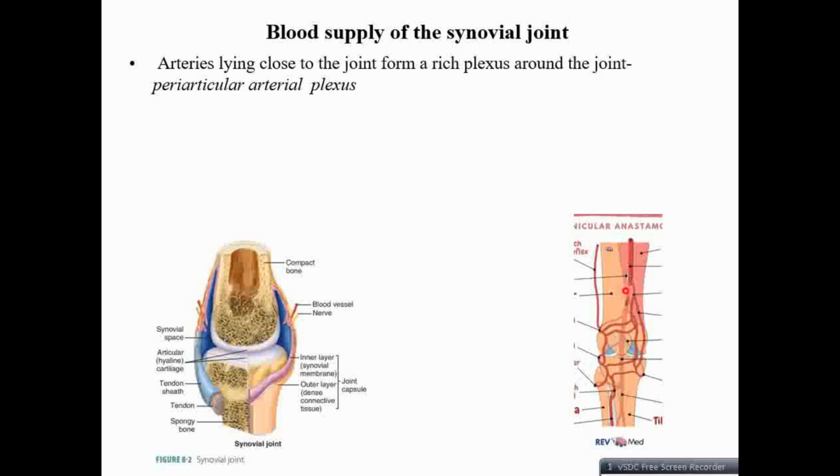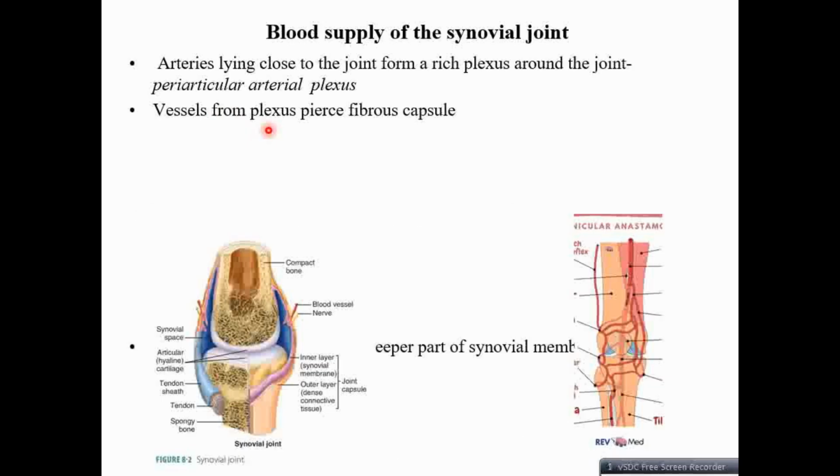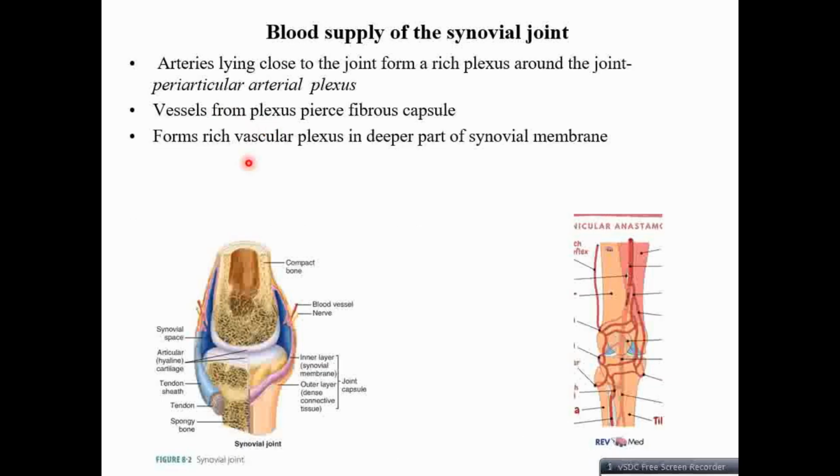Blood supply of the synovial joint. We can make out here that wherever a joint is there, a group of anastomosis is formed. Arteries lying close to the joint form a rich plexus around the joint, which is referred to as the periarticular arterial plexus. From this plexus, the small arteries pierce the fibrous capsule. This also I have discussed earlier. They form a rich vascular plexus in the deeper part of the synovial membrane.